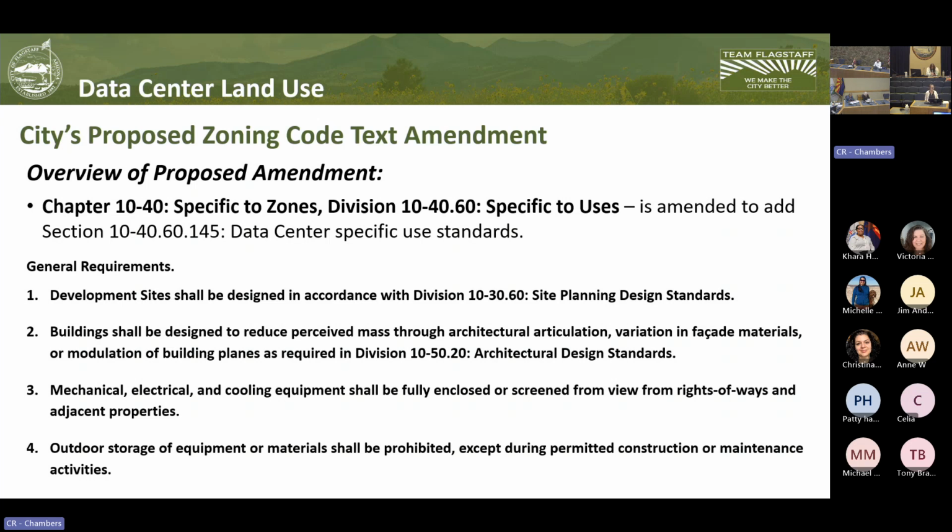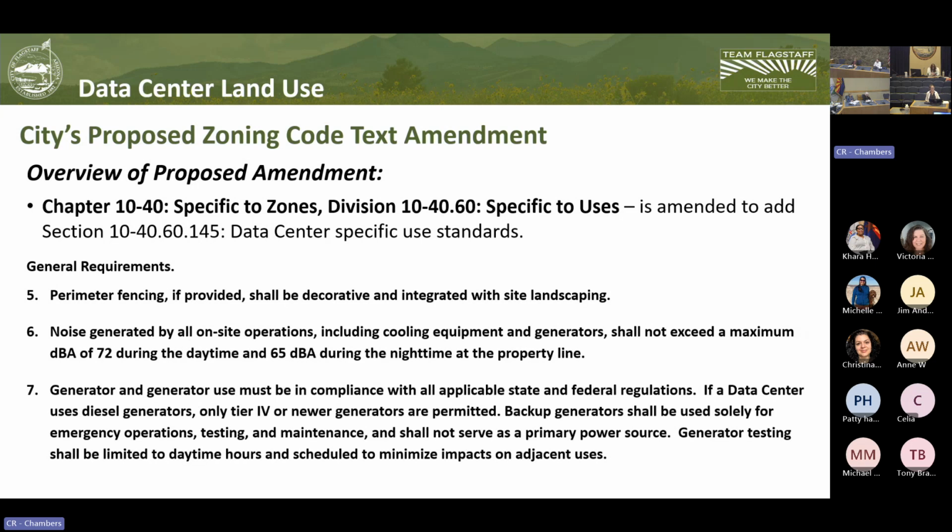Buildings shall be designed to reduce perceived mass through architectural articulation, variation in facade materials, or modulation of building planes as required in the architectural design standards. Again, industrial uses are not typically required to meet architectural design standards, but in this case, we would want them to. Mechanical, electrical, and cooling equipment shall be fully enclosed or screened from view from rights of way or adjacent properties. Outdoor storage of equipment or materials shall be prohibited except during permitted construction or maintenance activities. Perimeter fencing, if provided, shall be decorative and integrated with site landscaping.